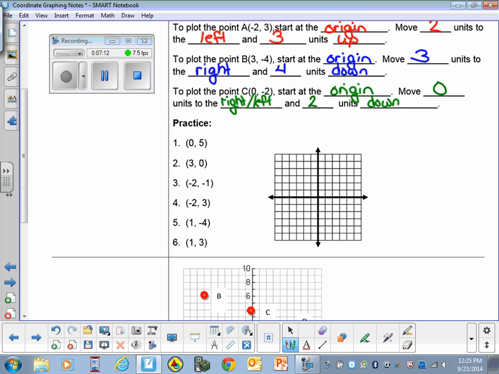Take a minute and try these points on your own. Check your work and make sure your graph looks like mine.